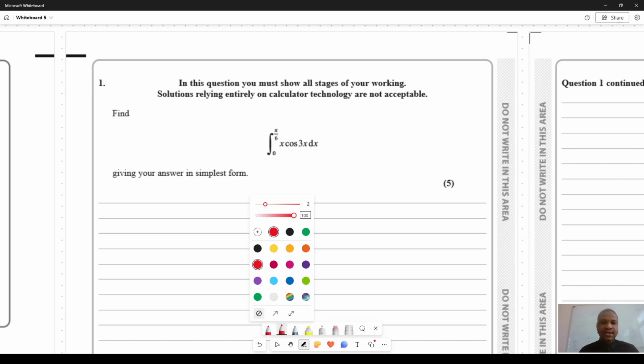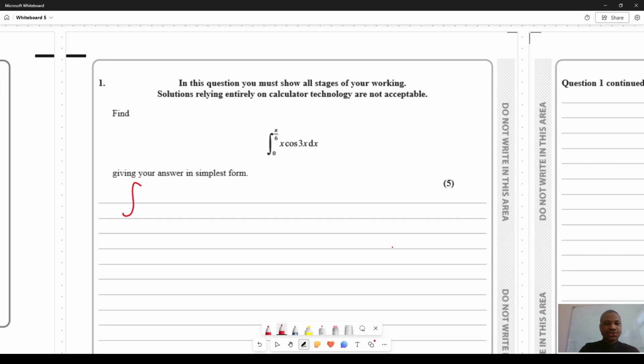And we can see here we're using integration by parts to solve this question. We should know that integration by parts, I think it's given to you in your formula book, is the integral of u dv/dx equals uv minus the integral of v du/dx.